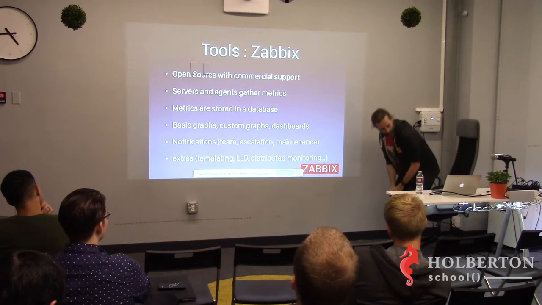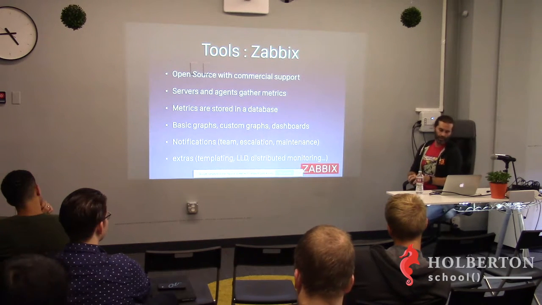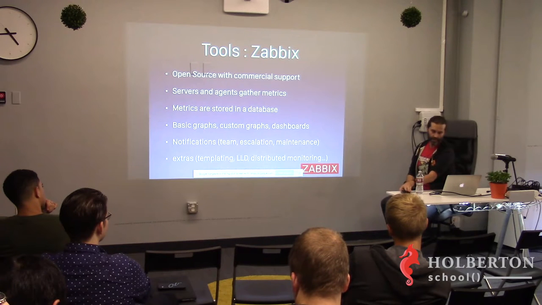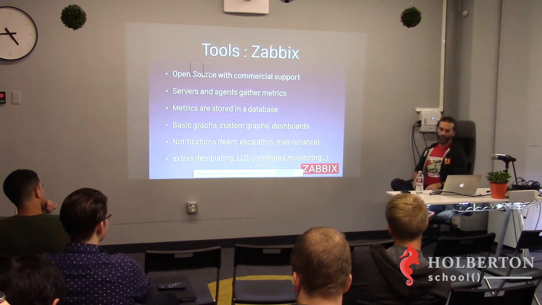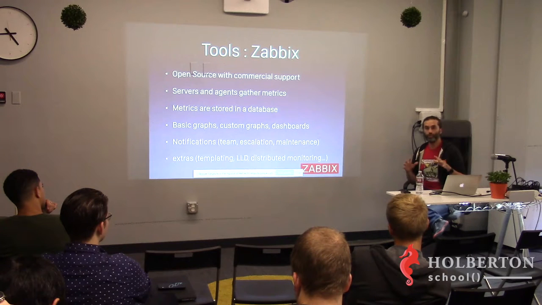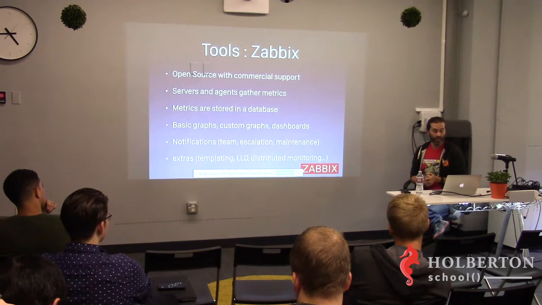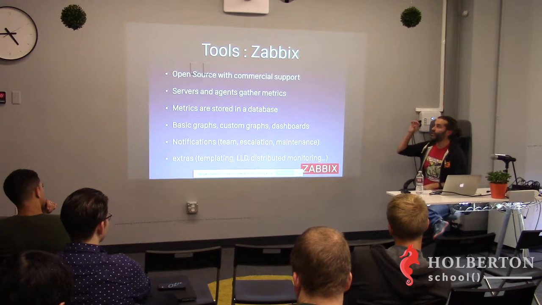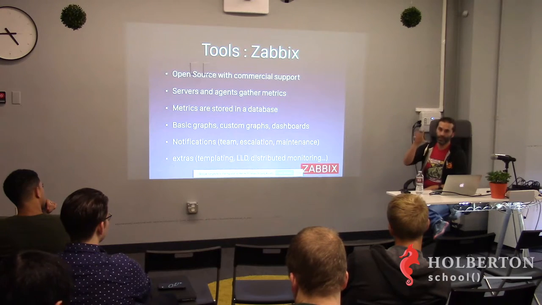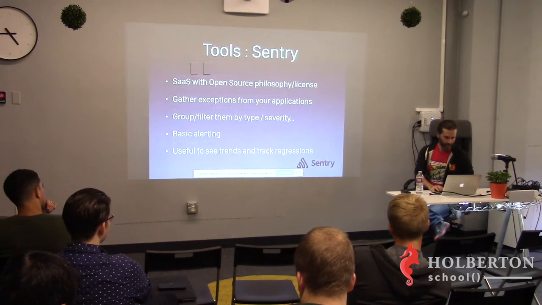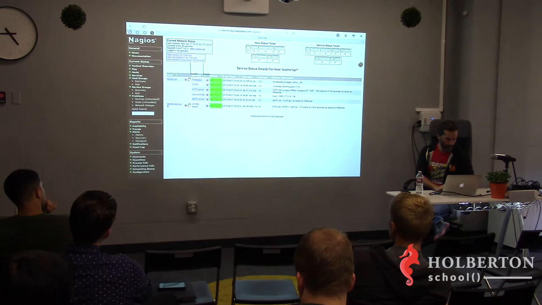And Zabbix has a good point compared to Nagios, which is that when you want to monitor a platform at scale, it's really easy to distribute the load using different Zabbix servers plugged on the same database, or using proxies, or even getting the agents active. So the agents are responsible for sending metrics directly to the server without the server asking the agent for the metrics. Okay. So let's see how it looks.